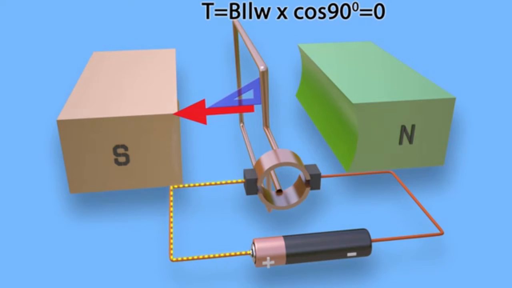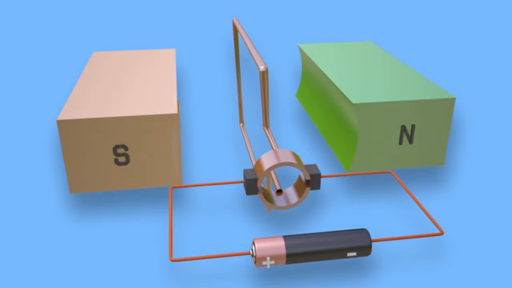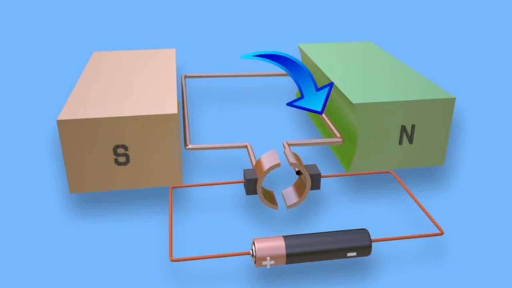It basically just spins counterclockwise and the motor spins. This is a basic DC motor. This is the little workings of it.